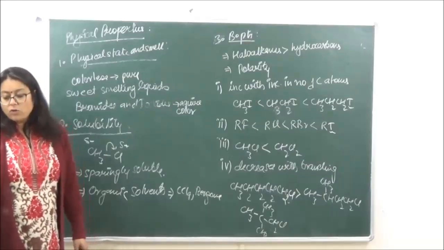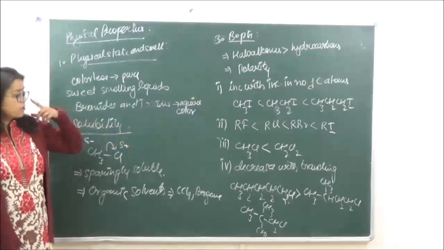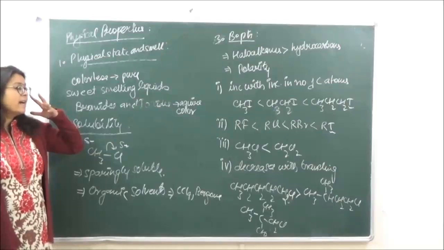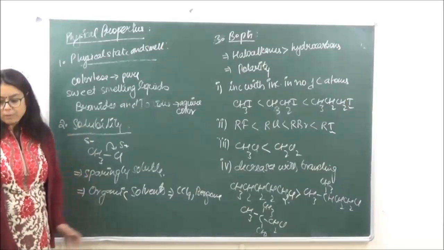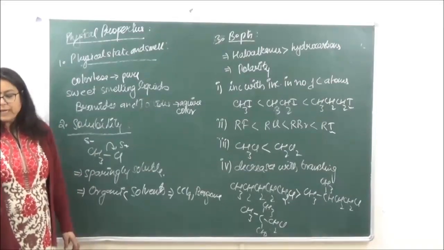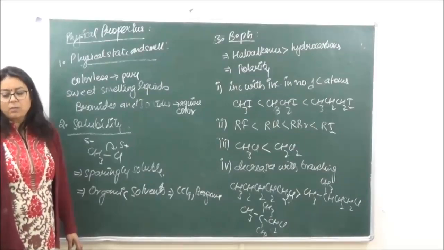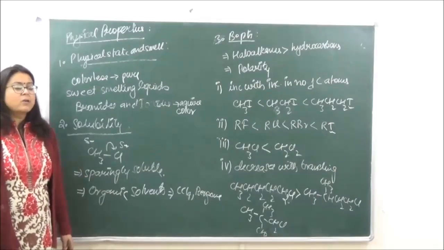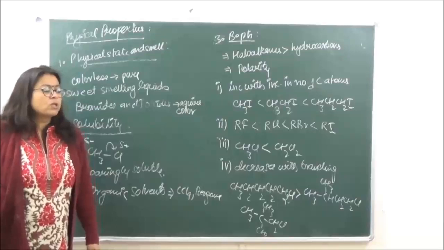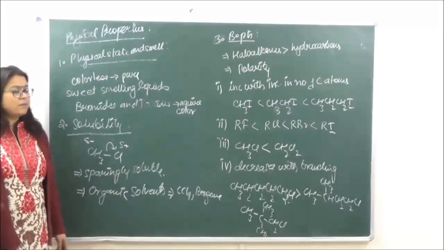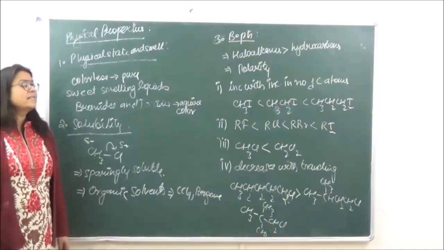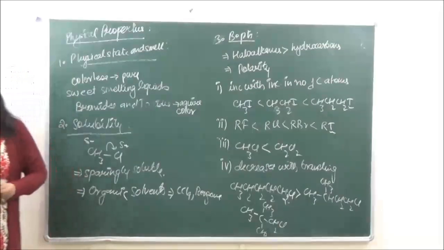Then let's go on to one more thing you need to remember, that haloalkanes are less inflammable in nature. They cannot be burned easily. They are less inflammable with respect to hydrocarbons. Obviously hydrocarbons are used as fuels, so they are going to be highly inflammable. Haloalkanes are less inflammable with respect to hydrocarbons.